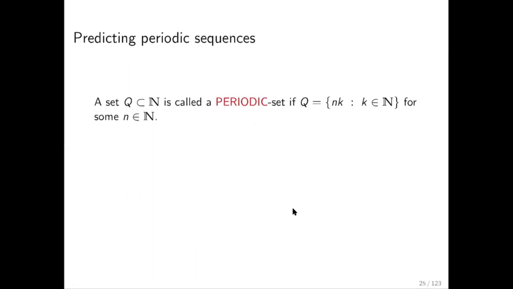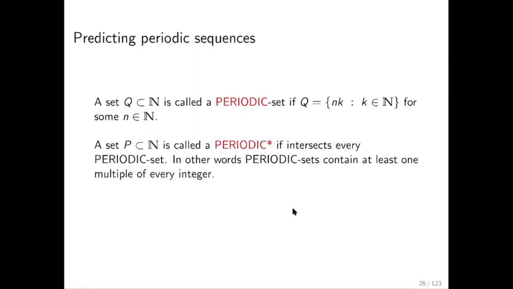So let me give you a precise result of this sort. A set Q is called a periodic set if it is the multiples of a certain integer. In this case, I've just written multiples of the integer n. And we call a set a periodic star set if it intersects every periodic set. In other words, periodic star sets contain at least one multiple of every integer.